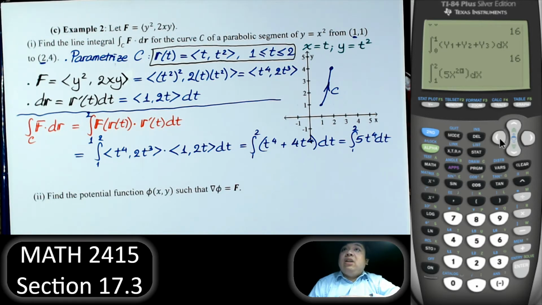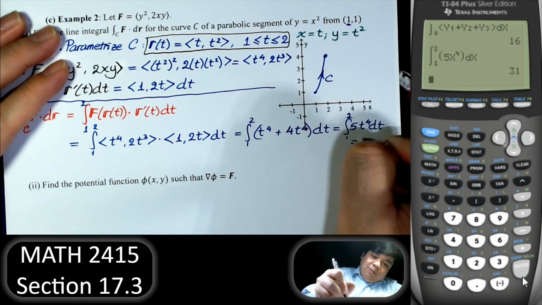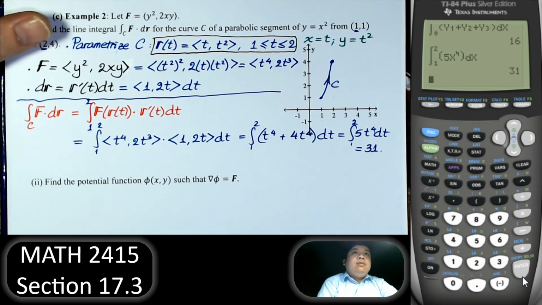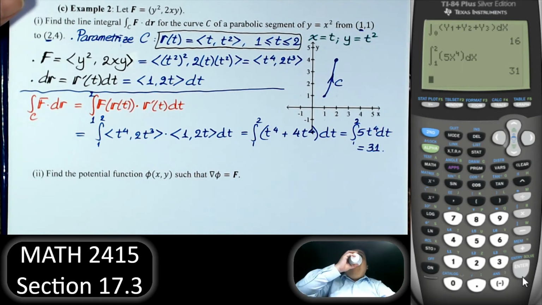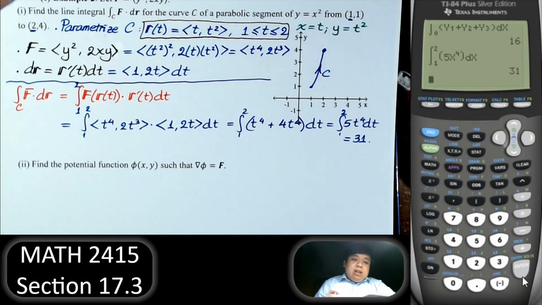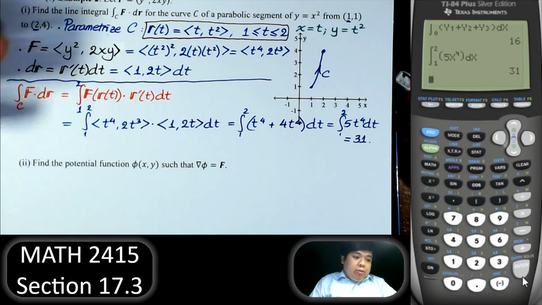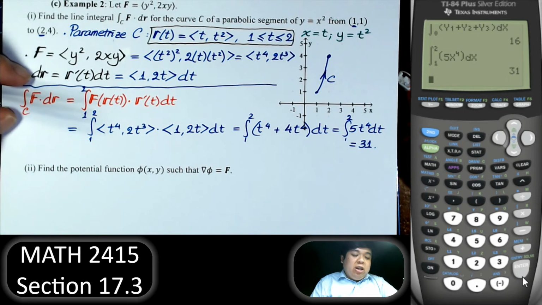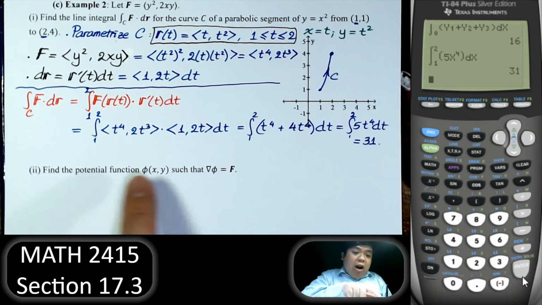If we type that correctly, we have 31. Right? So that is, we do the line integral: parameterize the curve, write the vector field and dr in terms of t, dot, integrate. That's simple enough.